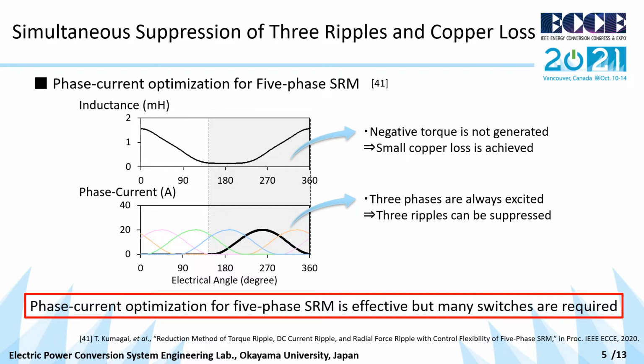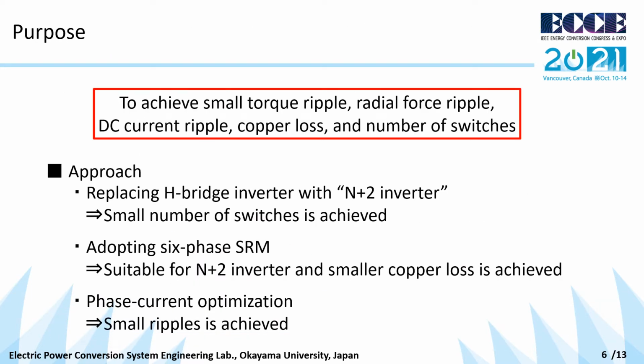However, the 5-phase switched reluctance motors require many switches in the inverter. Therefore, the purpose of this study is to achieve small torque ripple, radial force ripple, DC current ripple, copper loss, and the number of switches. To achieve this purpose, we introduce this approach.